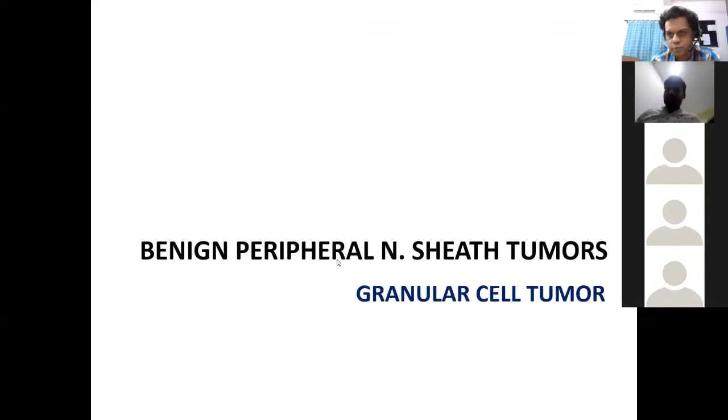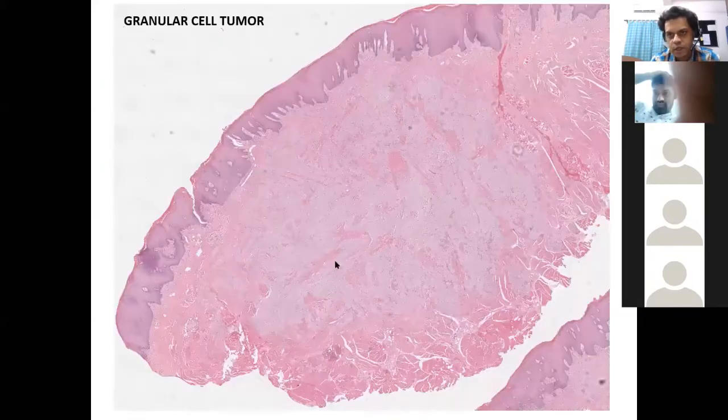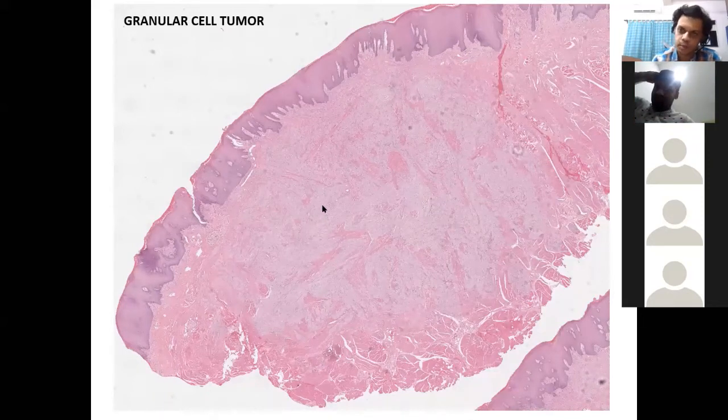Granular cell tumor. This is a spotter. This is a spotter for the PGs. They will not give you any history. They will just give you this particular tumor. So granular cell tumor is something which you are supposed to identify morphologically itself.